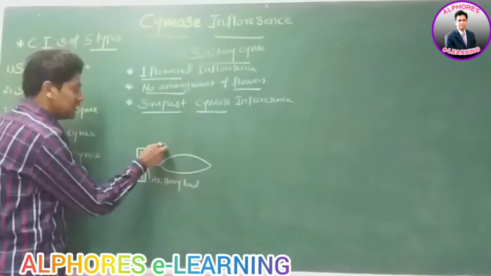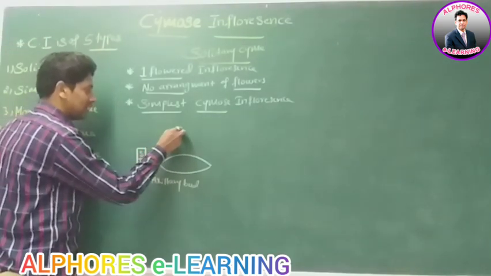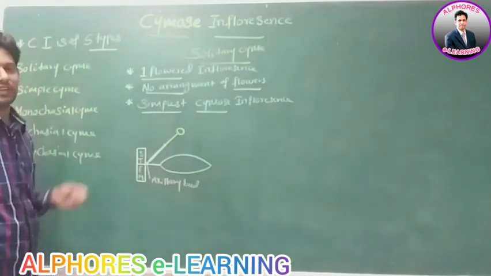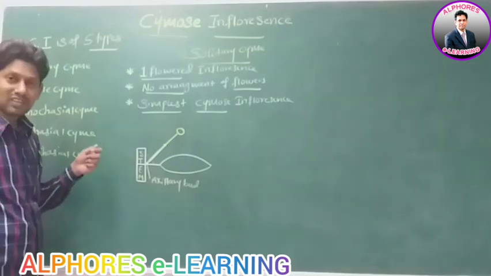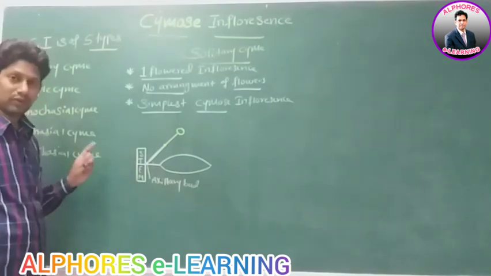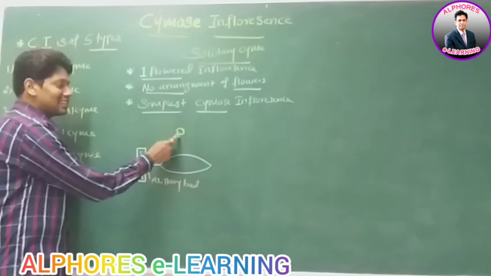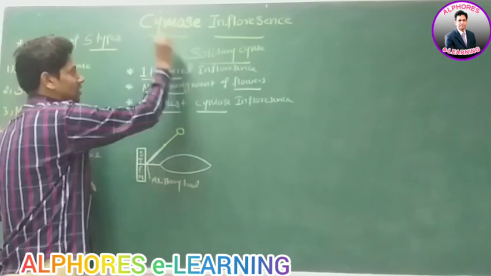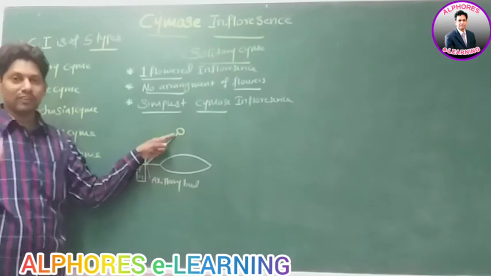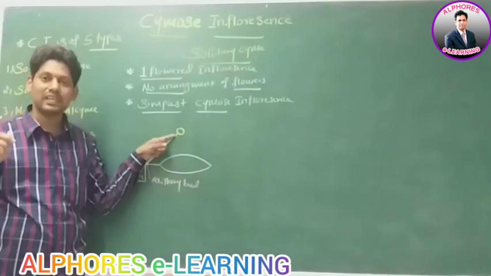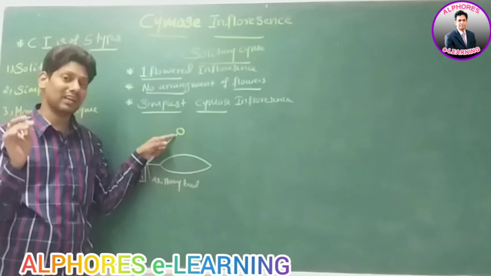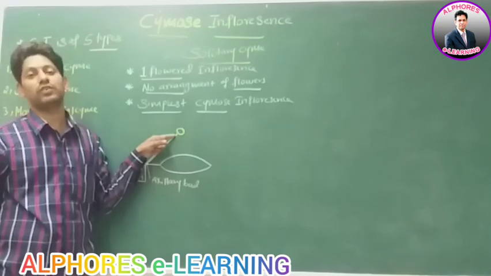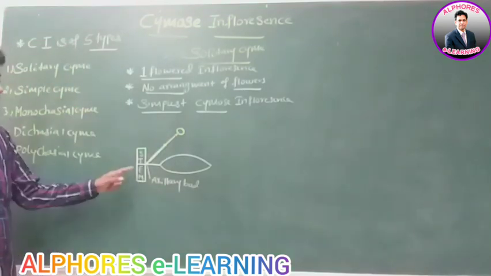Cymose inflorescence. The tip of the peduncle should terminate with a flower. So, the tip of the peduncle has terminated with a flower. Is this statement okay? Now see here. Sir, here how many flowers are there? One flower. Therefore, this is a solitary cyme. Sir, here only one flower is present, then why are we calling it an inflorescence? As the tip of the peduncle has terminated with a flower, we are calling it a cymose inflorescence.